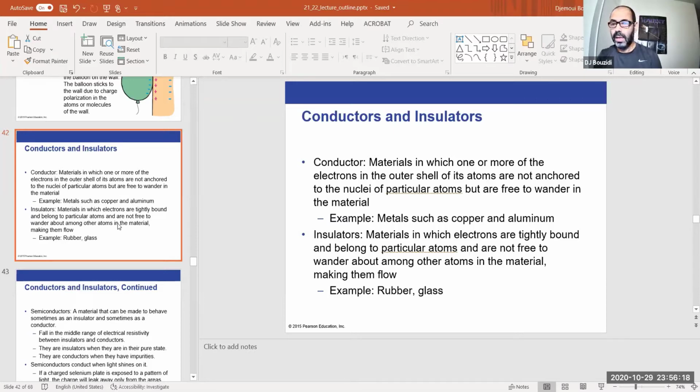Okay. So that is conductors. All metals are typically good conductors. Some compounds are also conductors. Rubber and glass and wood and things like that don't conduct. Air actually is a very, very good insulator. Okay.